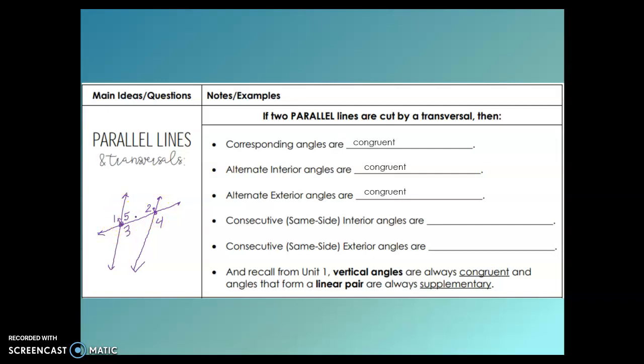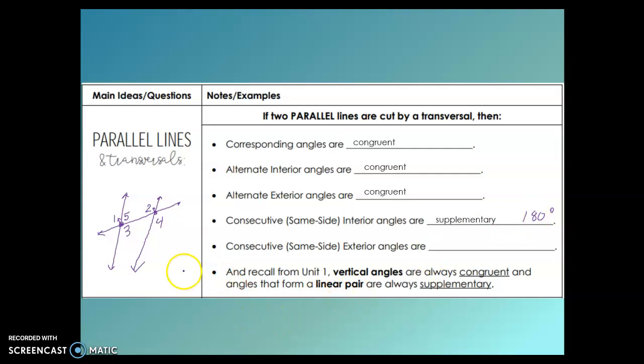So the interesting thing about 2 and 5 is that they are supplementary. Remember that supplementary means that if we were to add these, they're going to add up to 180 degrees. That's going to be coming in handy when we try to find some missing angles in a moment. We just have to remember that everything adds up to 180.